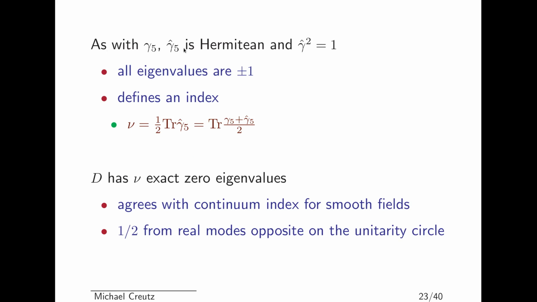Now, this gamma 5 dagger is Hermitian and squares to 1, so all the eigenvalues are plus or minus 1. And from this operator, you can define an index. You can take the trace of it. Gamma 5 is traceless because it's just a 4 by 4 thing, but this thing is not traceless, and this is a way to get your index. It has nu exact zero eigenvalues, and this definition of nu agrees with the continuum index if your fields are smooth. The half here is coming about from real modes on the opposite side of the unitarity circle.